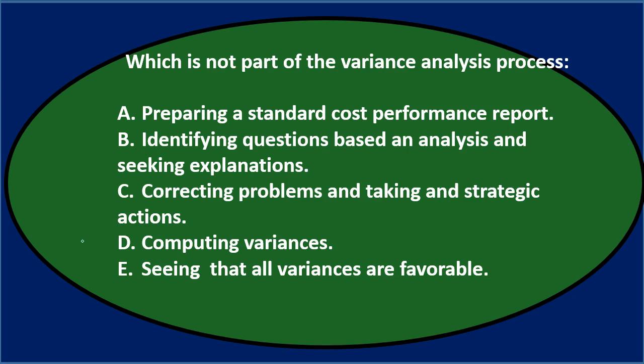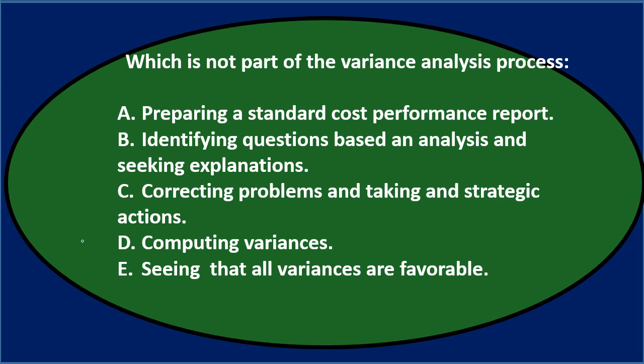Next question. Which is not part of the variance analysis process? Either A, preparing a standard cost performance report, B, identifying questions based on analysis and seeking explanations, C, correcting problems and taking strategic actions, D, computing variances, and E, seeing that all variances are favorable. Let's go through this again using the process of elimination. Which is not part of the variance analysis process?